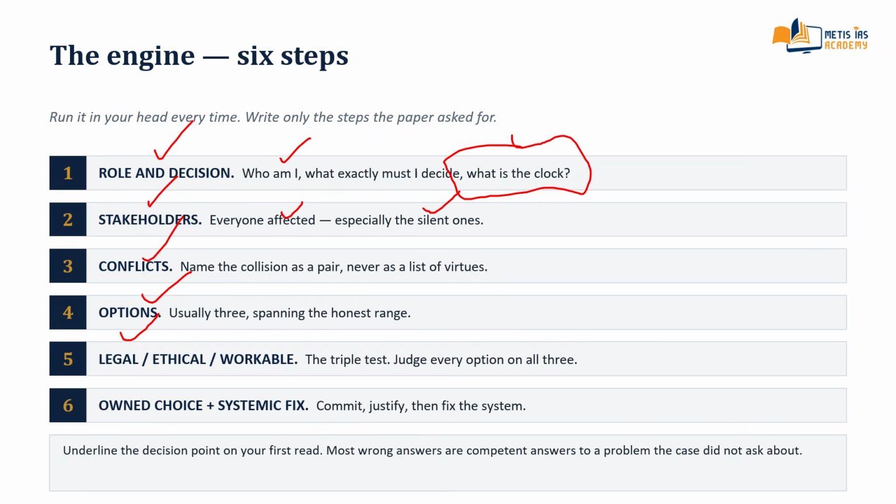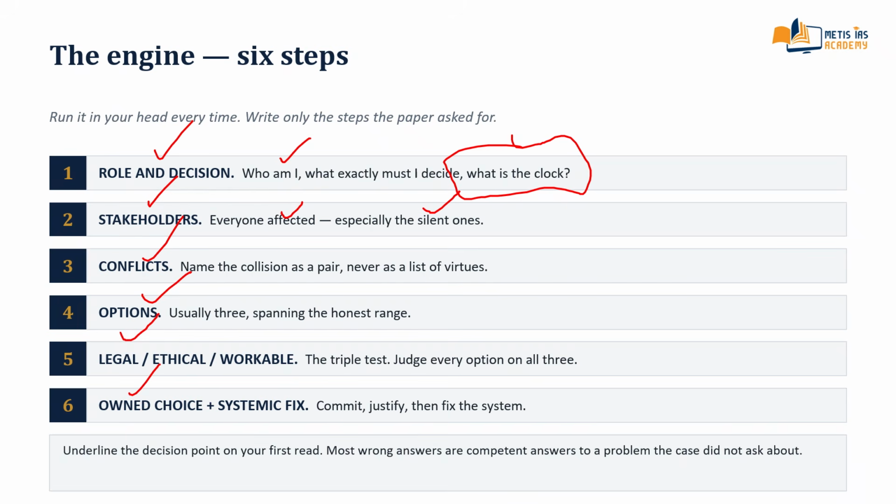Then we are moving to the next step, step number 6: choose, justify, systematize, commit. Examiners reward a clear owned decision over fence sitting, and they can tell the difference between balance and evasion. Justify the choice on the triple test, not on how it makes you feel. Then close on the systemic fix, whether or not it was asked.